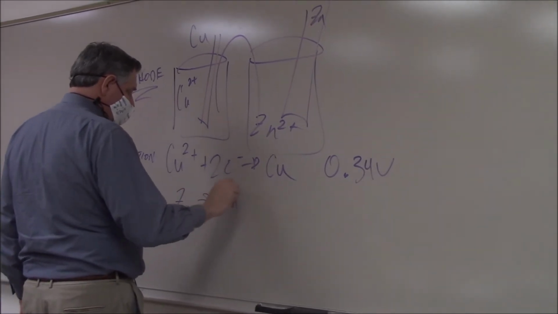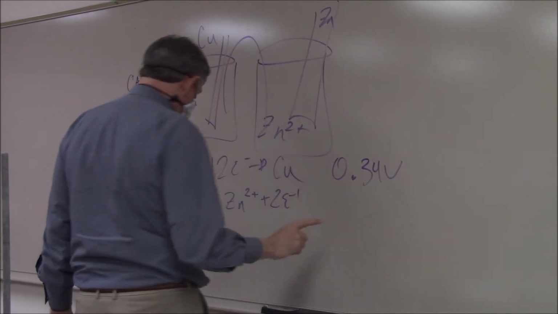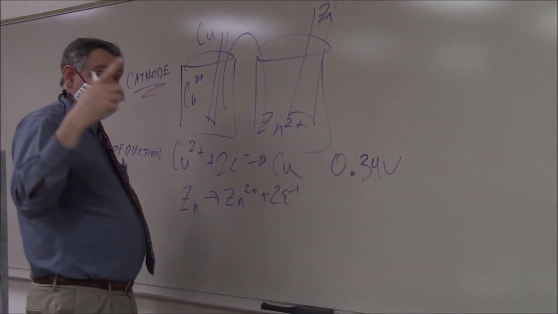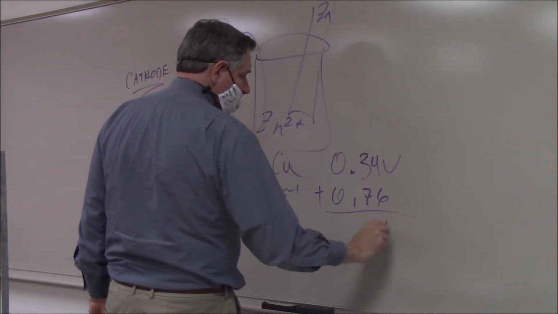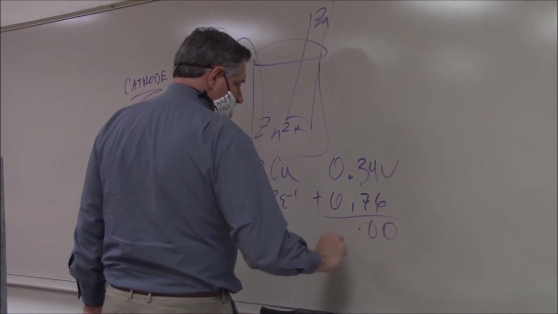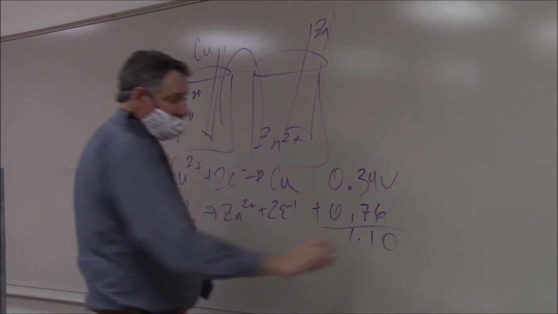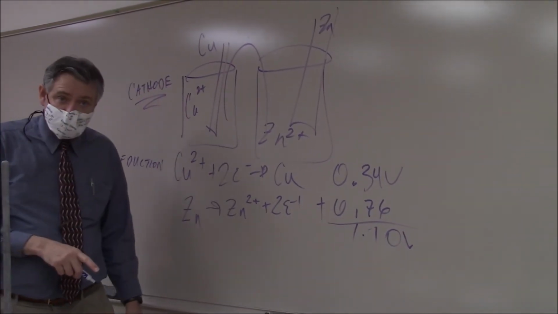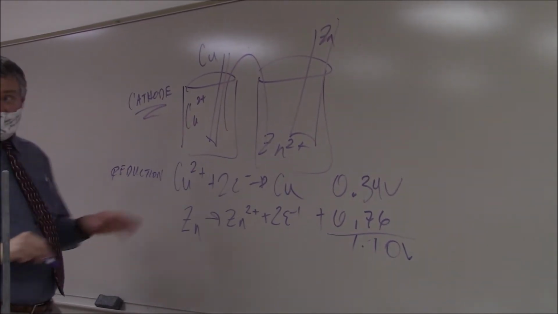Now, the zinc is going to get reversed, and it's going to turn into Zn2+ plus 2 electrons. What's that value? Negative 0.76. But I'm going to flip it so it becomes positive 0.76 volts. I add these together, I get 1.10. This is a positive number. So, should this reaction take place? Yes, because it's spontaneous.